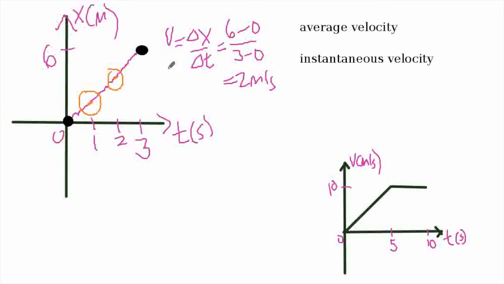See the difference? Those are the velocities for the instant 1 second after the stopwatch started, and then 2 seconds after. Maybe the value at t equals 1 was 1.9 meters per second. I don't know. Maybe at t equals 2, it was 2.1 meters per second. So that's the difference between average and instantaneous velocity.